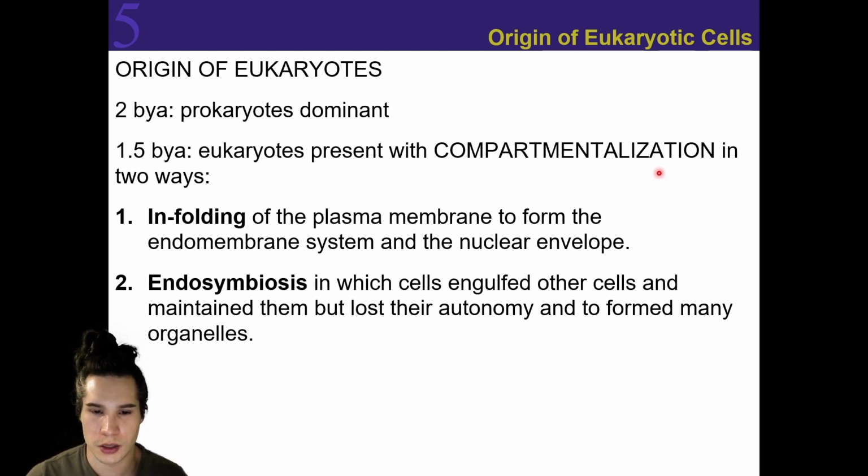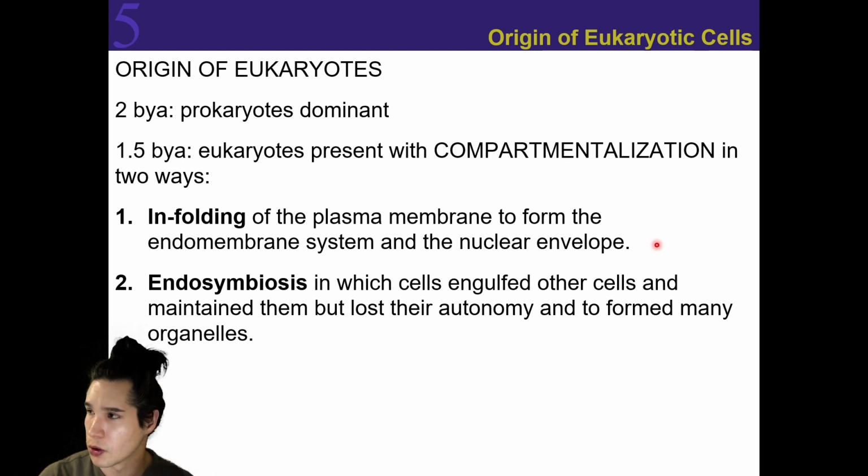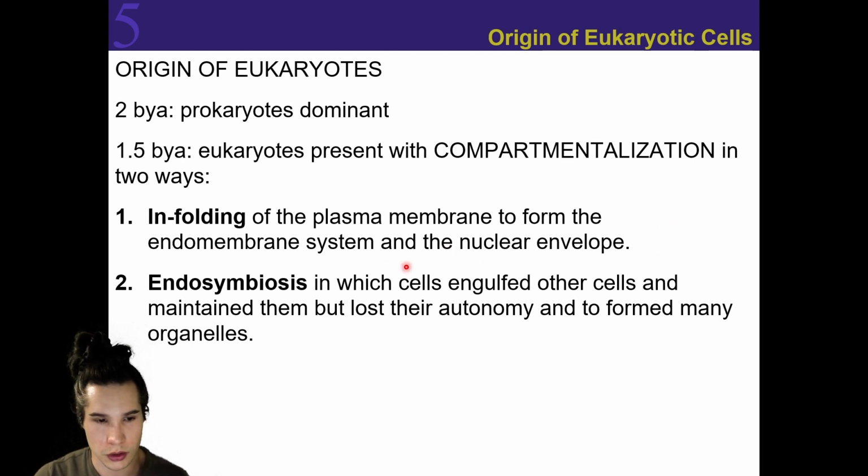And what is compartmentalization? That's just allowing you to create little compartments where certain cellular processes happen that wouldn't happen elsewhere. So you're going to have certain cell processes happening within these little organelles within the cell. They're able to compartmentalize in two different ways. The first one is infolding, so that's going to involve your endomembrane system, which we'll talk about in a future video. That's where the plasma membrane folds in on itself, and that's also responsible for forming the nuclear envelope, which we'll talk about in a future video.